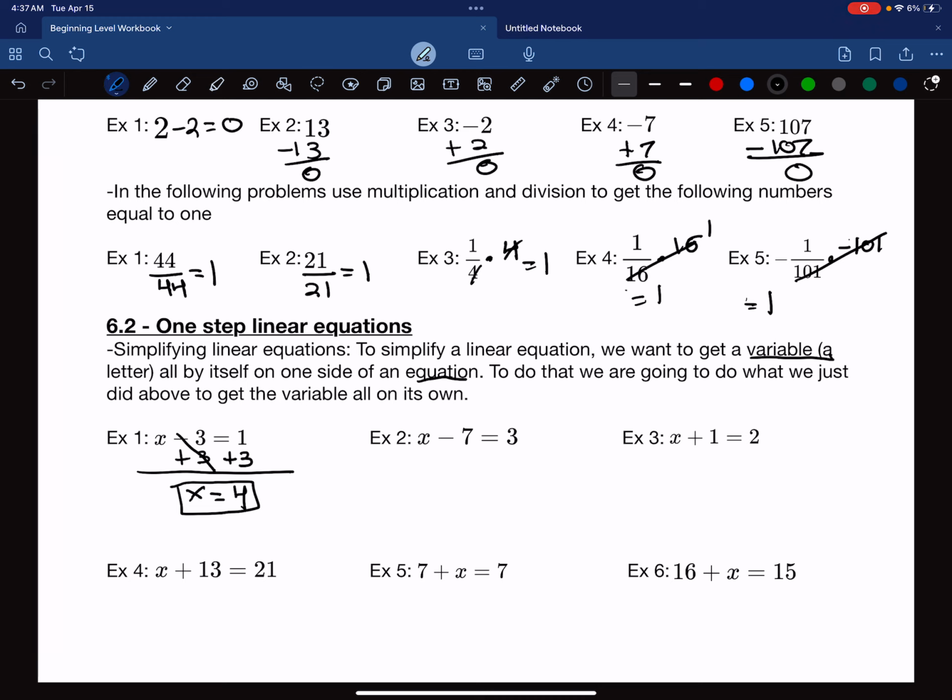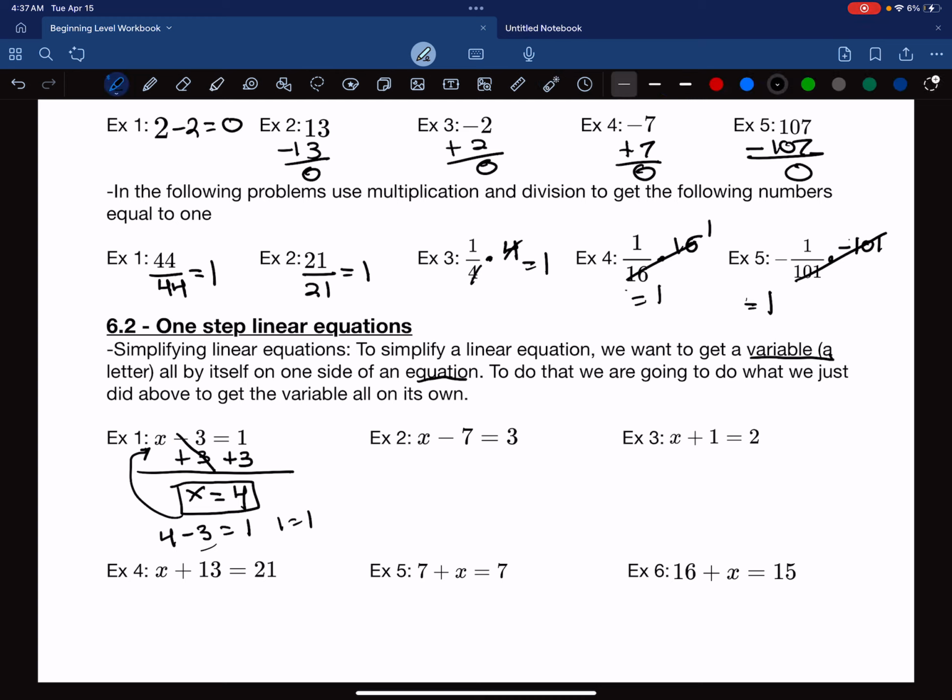And if we think about it, this actually makes sense. If we say x equals 4, and we plug in x here, we could say 4 minus 3 equals 1. And does 4 minus 3 equal 1? Well, yeah, 4 minus 3 is 1, so 1 equals 1. So this is true, and this is what we're doing here. We're basically asking the question, what minus 3 equals 1?